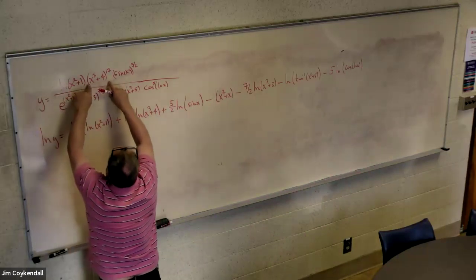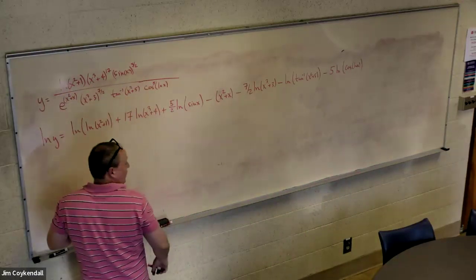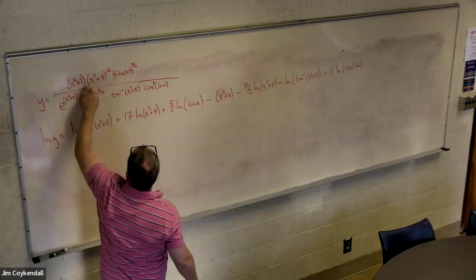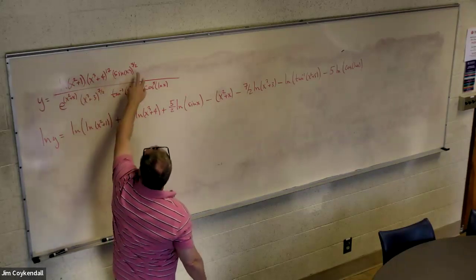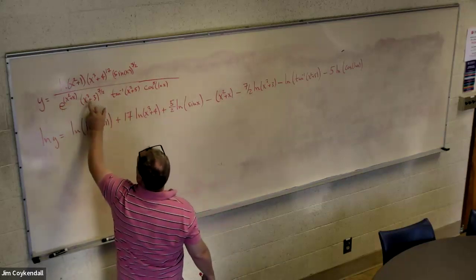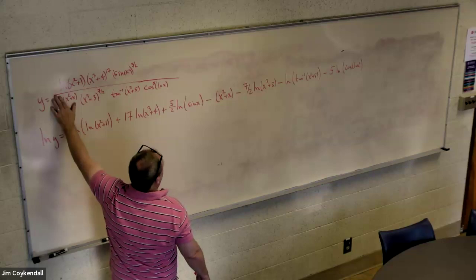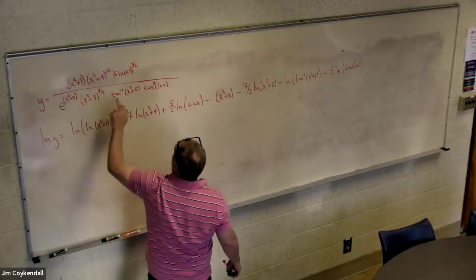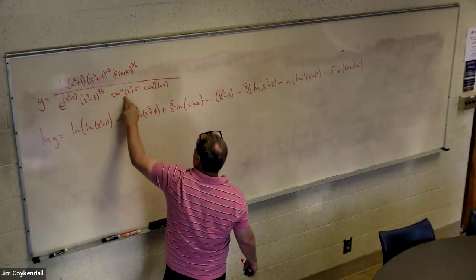Log of this, log of this, log of this. Those are the three pluses. That's log this plus 17, bring it down, log of the second, 5 halves, and bring it down, log of this. And subtracting the logs of these. The log of E is just back to this, so it's minus x squared plus x, minus 7 halves log of that, minus log inverse tangent.